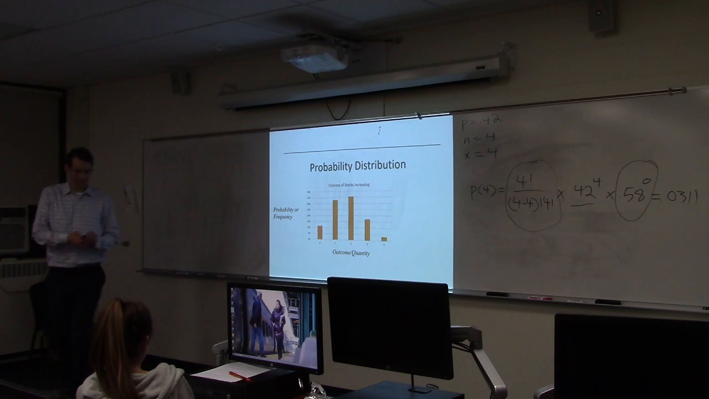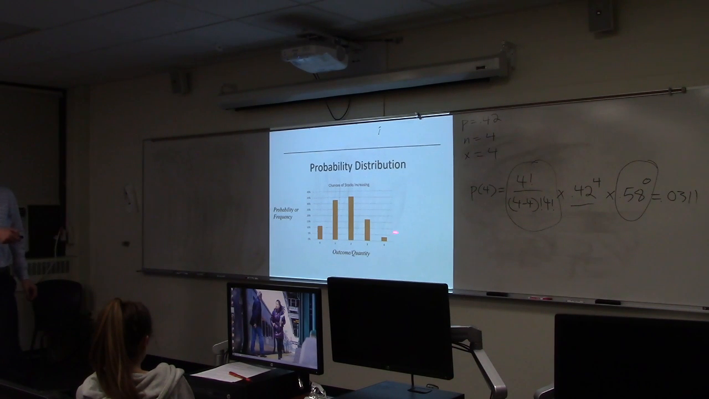The chances of all 4 stocks increasing is about 3%. How about the chances of 2 stocks increasing? What's the probability of that happening? Yeah, about 36%. All right, what are the chances of 0 stocks?